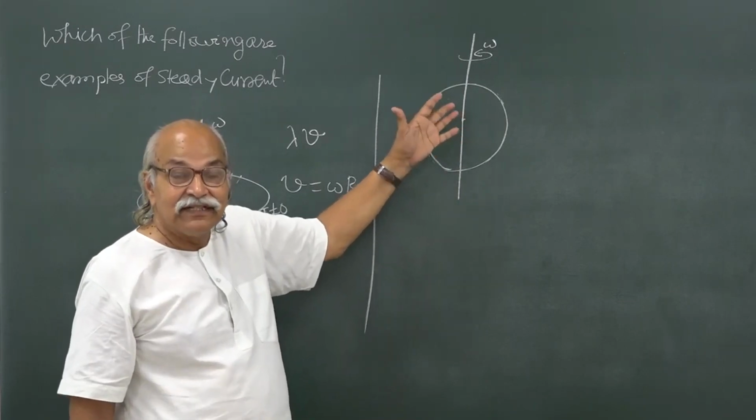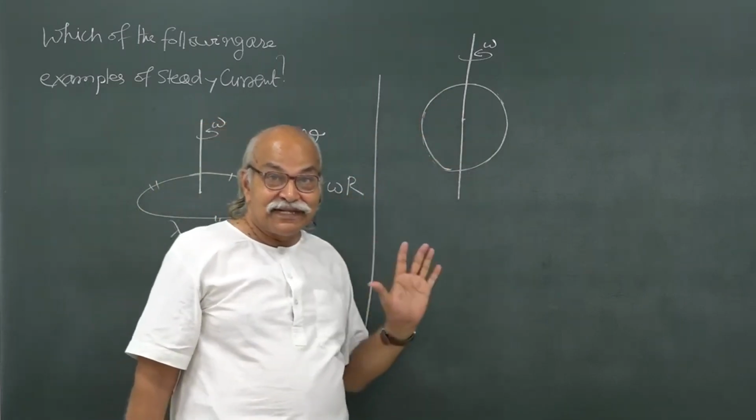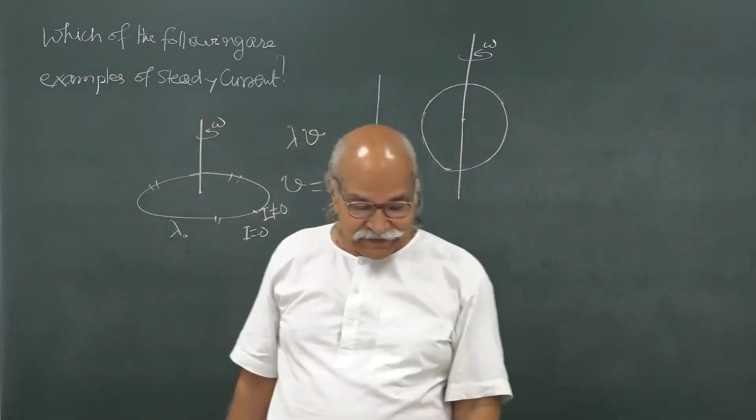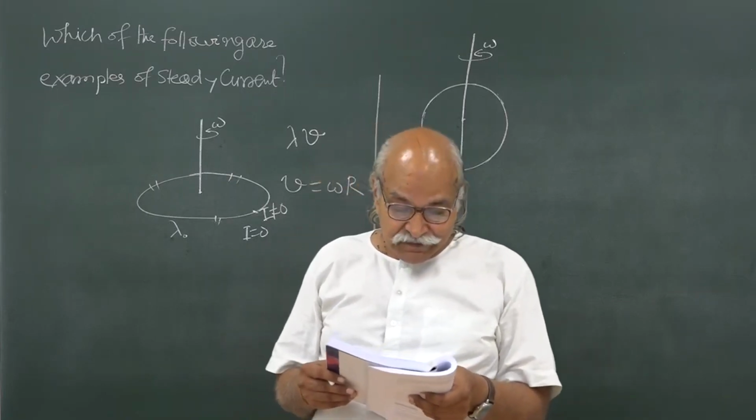So, the current is here. There was no current here, but now there is current here. So, it is not a steady current, the current depends on time. So, the axis of rotation had played a great role.